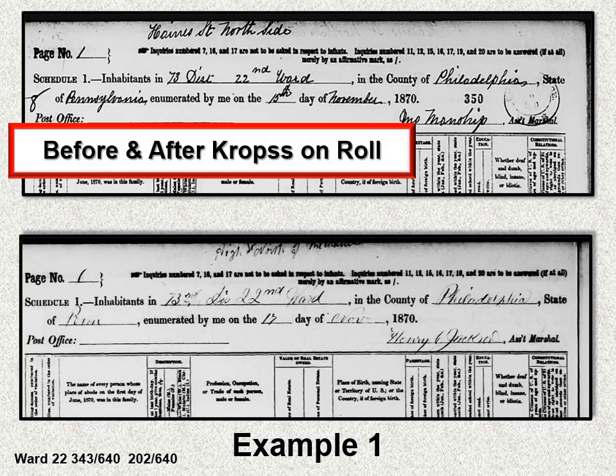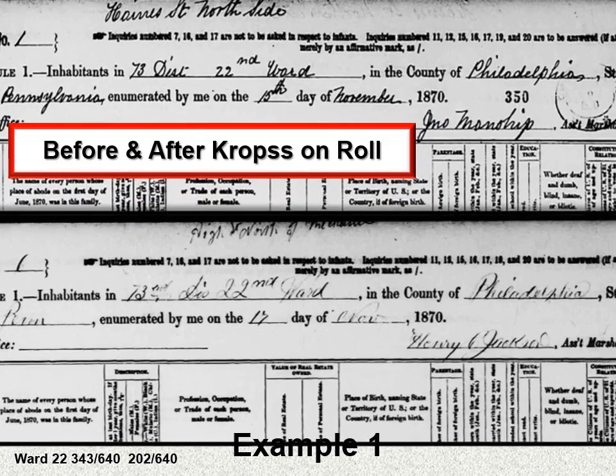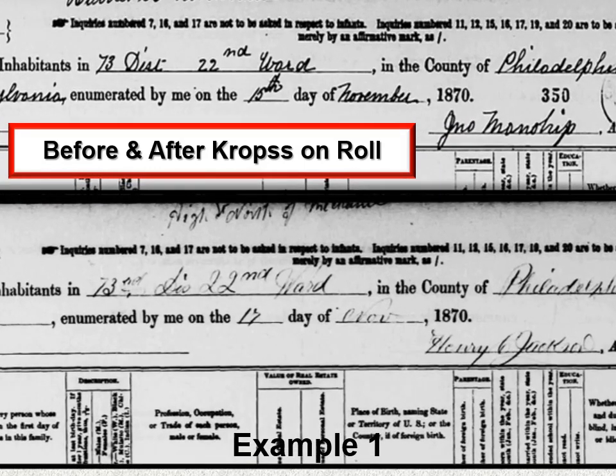Let me show you the AMs, the assistant marshals, before and after Crops. And I'll blow this up a little bit here. The top is Manship, and the bottom is Jackson. And you can see that they describe their areas as 73 District, 22nd Ward, both of them.